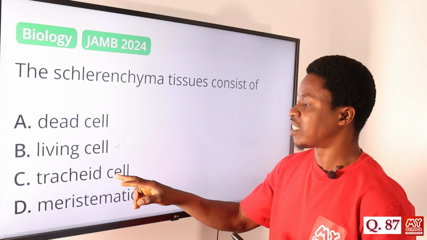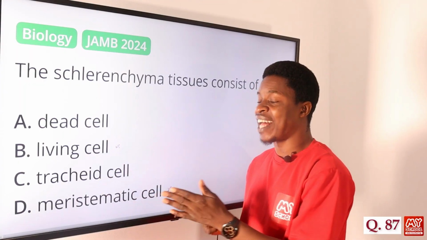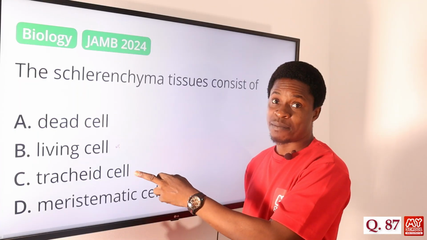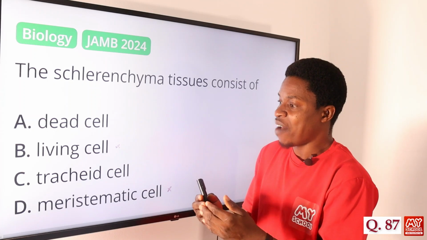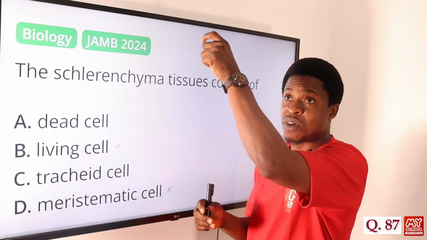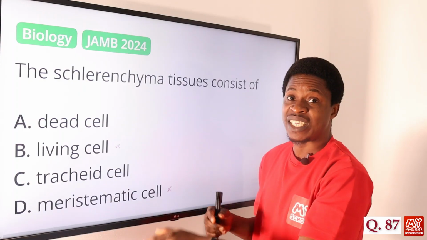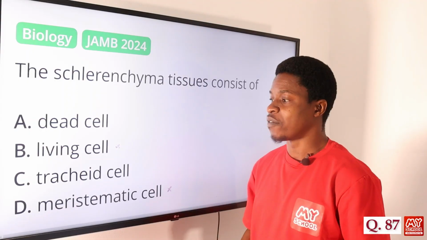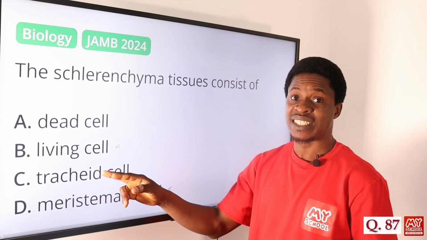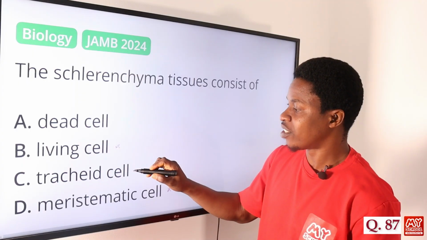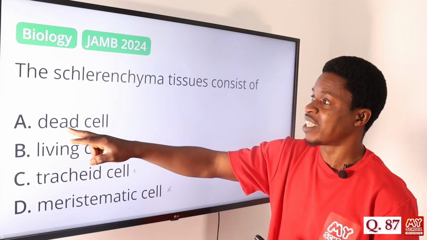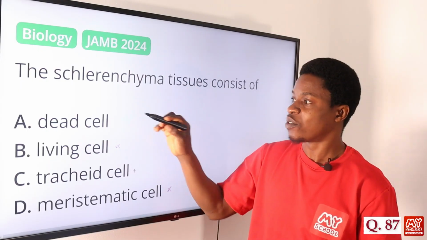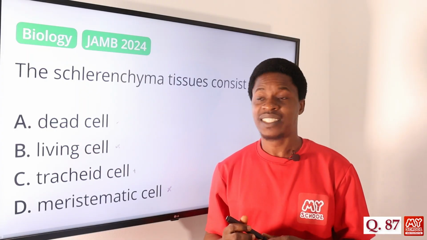Option A, the trichite cell. The trichite usually are tube-like structures that are found in the stem. Of course, they are found in the xylem tissue. The tube-like structure found in the stem helps in transporting water and minerals from the roots to the other parts, and it is found in the xylem tissue. So this also is not part of it. So the correct answer now is dead cell. Sclerenchyma tissues consist of dead cells. So the correct answer is option A, dead cell.